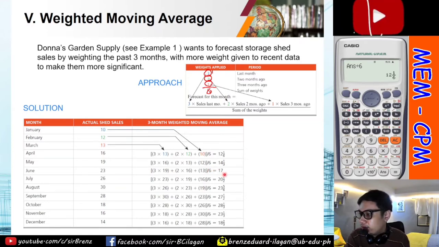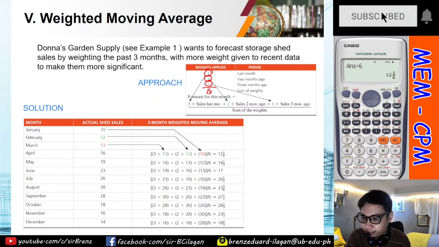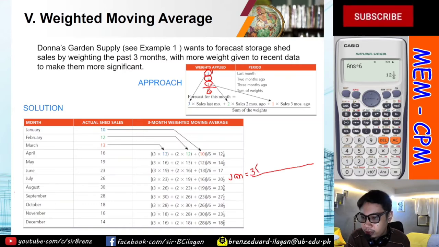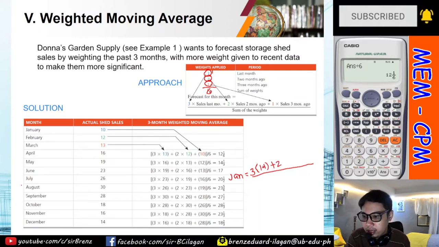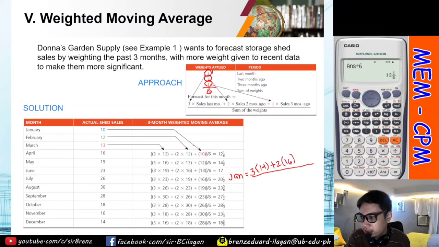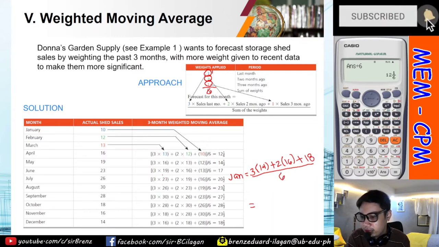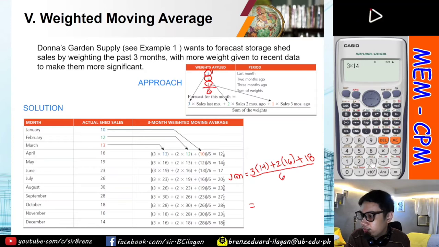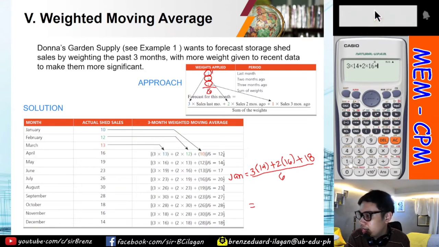Okay, so if you're going to solve for the forecast for January, isolve natin. So for January, dito ko na lang po isulat. Again, yung previous month, so 3, then multiply by yung previous month, which is for December na 14. And then plus 2 times yung actual shed sales niya for November, which is 16. And then plus yung for October na 18. And then divided by 6. So what is the weighted moving average for the month of January? So that is 3 times 14 plus 2 times 16 and then plus 18 divided by 6. So 46 over 3, or that can be written as 15 and 1/3.